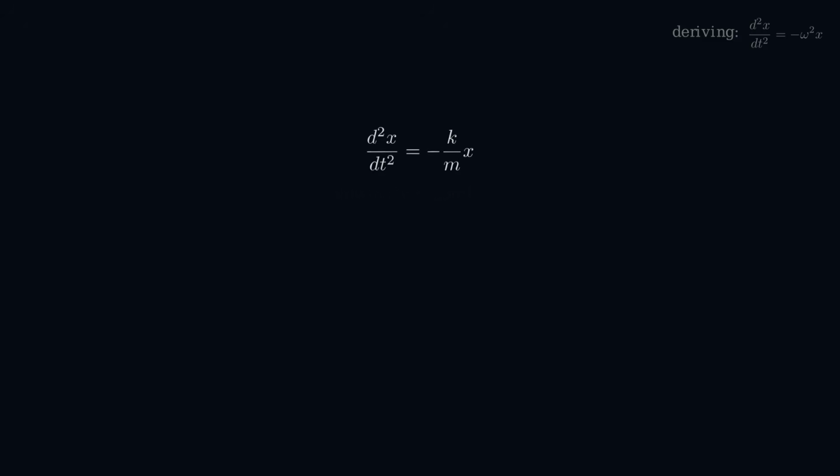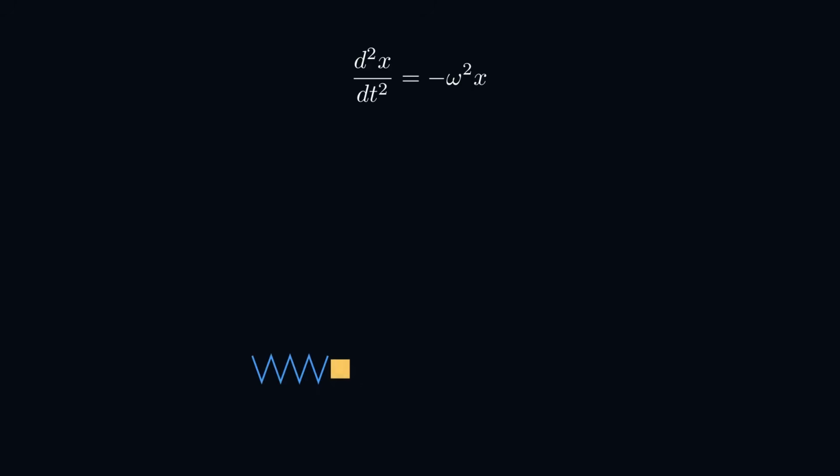Put them together: m times the second derivative of x equals negative kx, or, dividing by m, the second derivative of x equals negative k over m, x. Define omega squared as k over m, and this becomes the equation for simple harmonic motion. A mass on a spring, no friction, d squared x dt squared equals negative omega squared x.